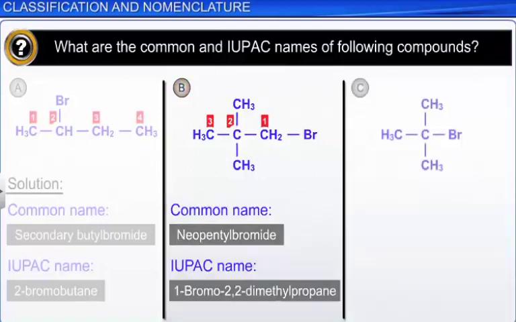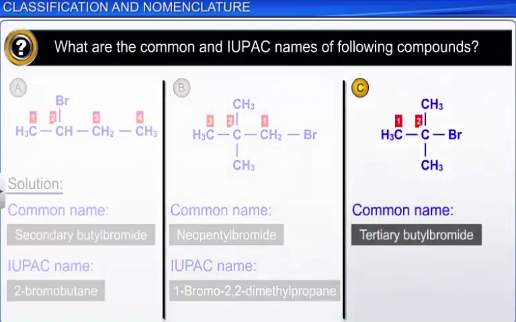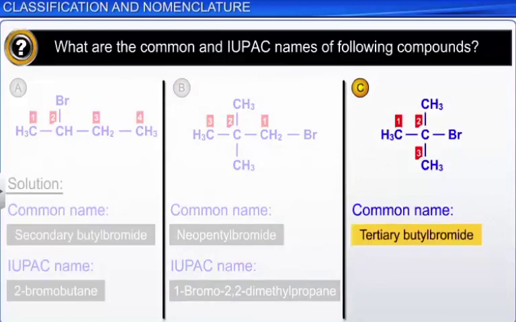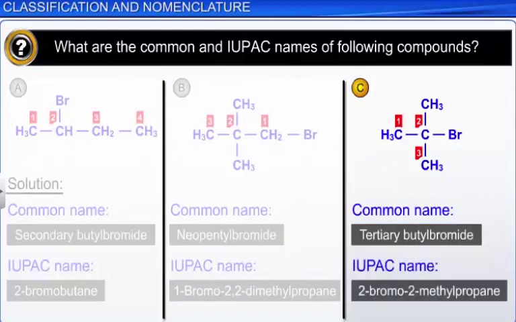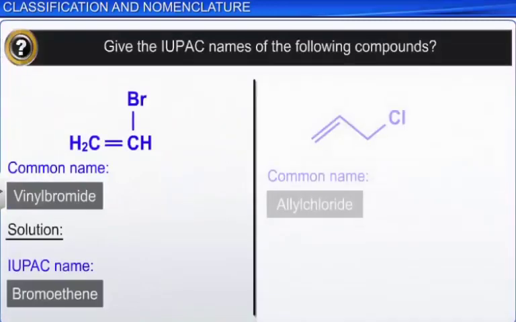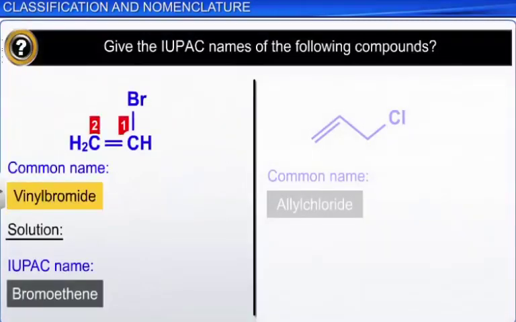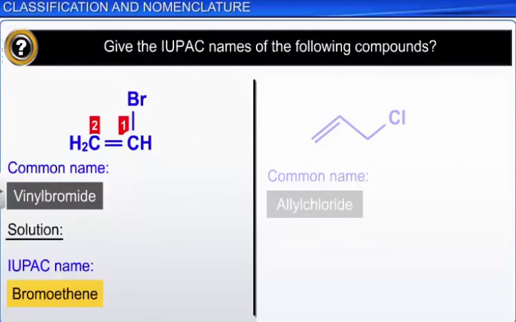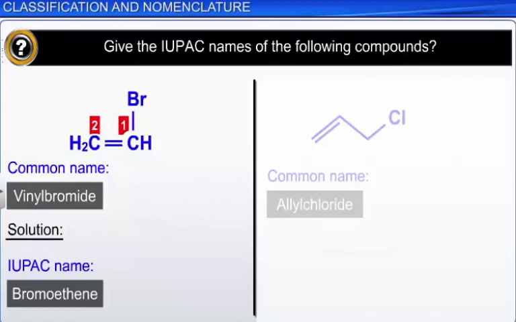The IUPAC name for vinyl bromide is bromoethene. No number is necessary for the position of the bromine atom. Whichever carbon atom it is attached to must be the first carbon. The IUPAC name for allyl chloride is 3-chloropropene. Because of the double bond, the leftmost carbon is at position number 1.